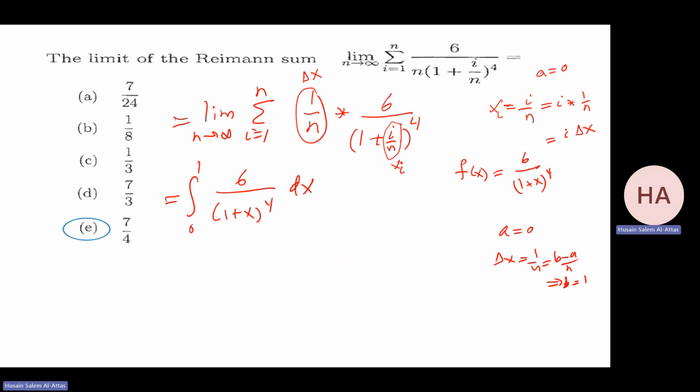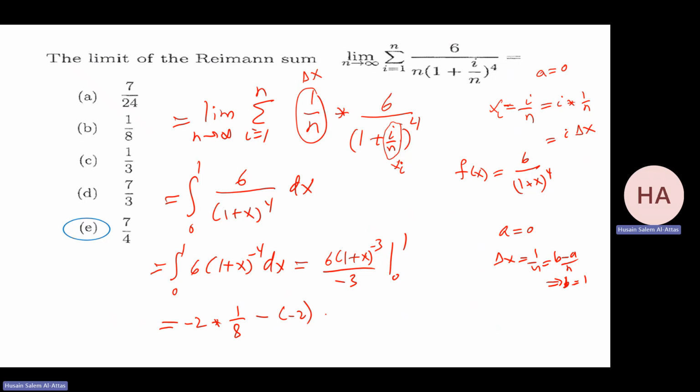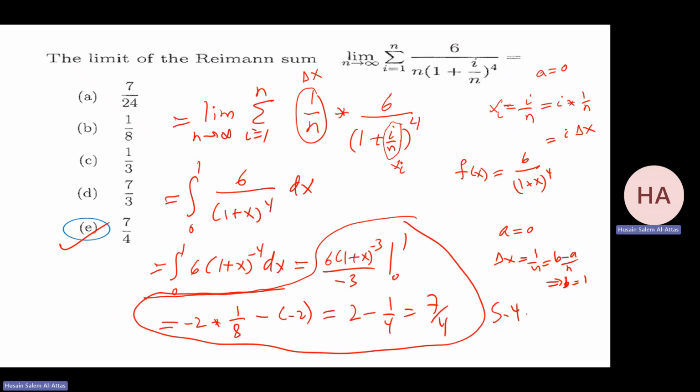He did an extra step. He solved the integral, which will be explained in the next section, 5.4, and is easy to do. Just think of this as 6 times (1 plus x) to the power minus 4 dx. We know how to do the integration, but this is now a definite integral, which 5.4 will tell you is the same as the integral, but now we have limits of integration. That will be 6 (1 plus x) to the power minus 3 over minus 3 from 0 to 1. Just substitute. That will be minus 2 times 1 over 8, minus minus 2. So it will be 2 minus 1 over 4, which is 7 over 4. This is the extra step. I think this should be the answer, but this extra step we'll do in 5.4 or 5.5.